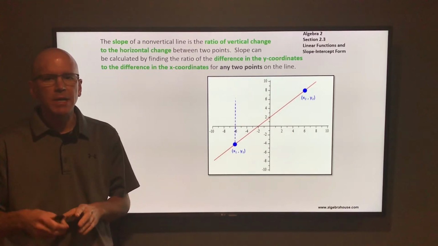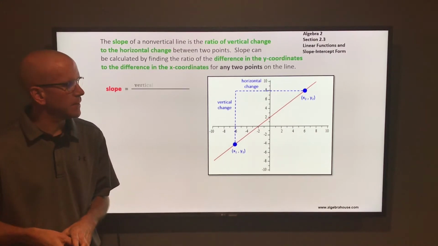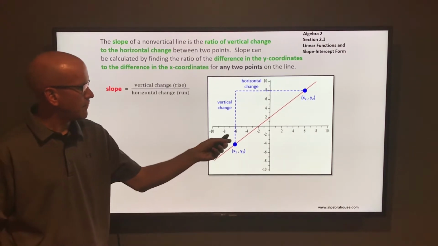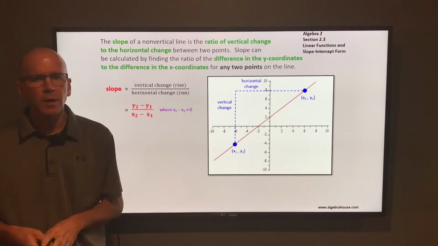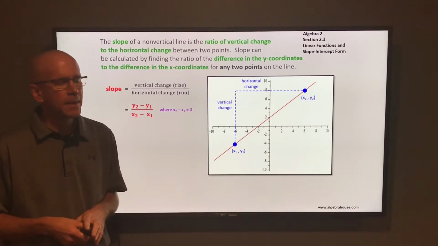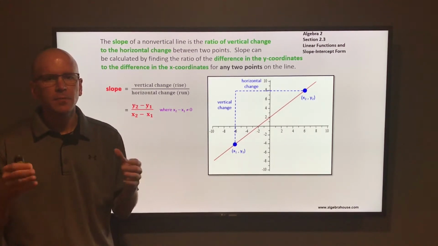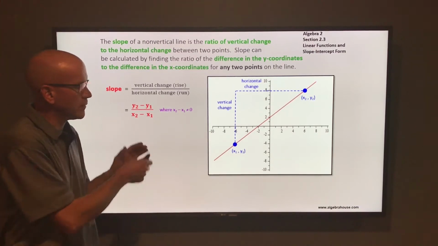So you're taking the change in y, the change in the y values, putting that over the change in the x values. So once again, that's vertical change over horizontal change. Change in y over change in x. Now there is a formula that goes with slope, but don't get hung up on the formula. Think about slope as it is, not so much related to the formula.